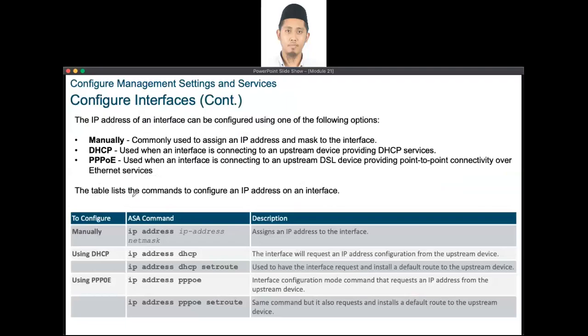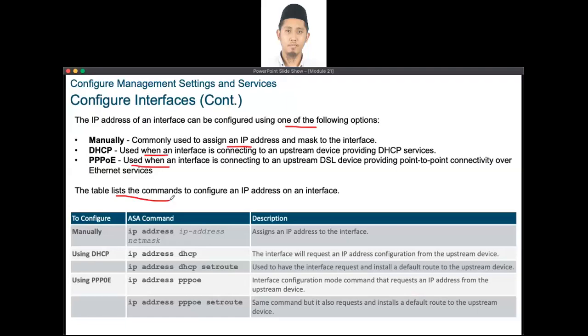Okay. Configure interface. The IP address of an interface can be configured using one of the following options: manually, DHCP, or PPPoE. For manually, commonly used to assign an IP address and mask to the interface. For DHCP, used when an interface is connecting to an upstream device providing DHCP services. And for the third one, PPPoE, used when an interface is connecting to an upstream DSL device providing point-to-point connectivity over Ethernet services.